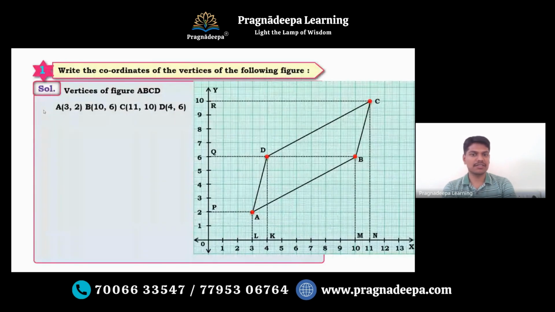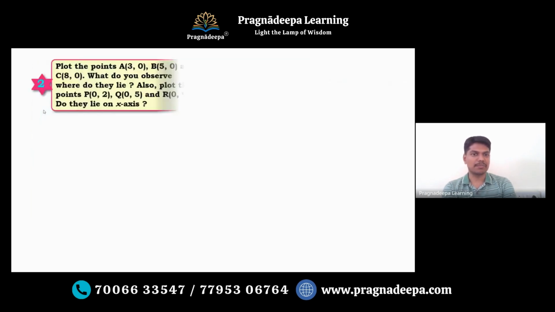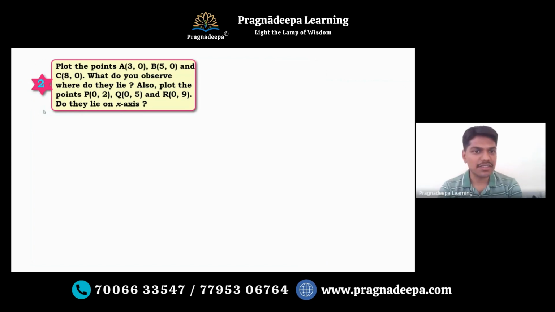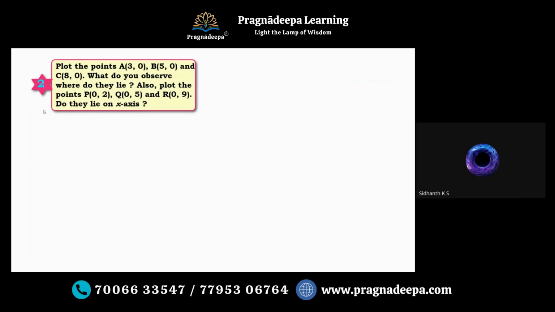Yes, sir. Correct. Okay. I'll skip. Now plot the points. What are the points you have to plot? Sir, A, B, C. Sir, they all will be on the x-axis. Perfect. What about the second subquestion? Also plot the points. Sir, P, Q, R, they will also be on the y-axis, sir.